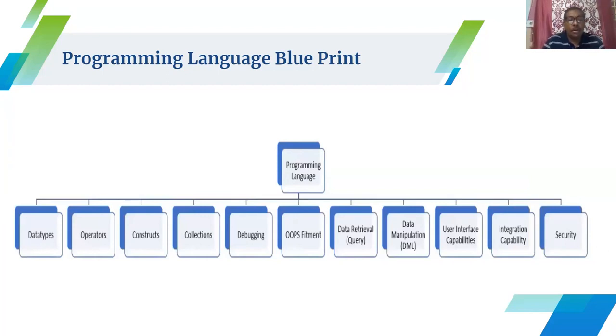Then we have switch cases and so on. Then we have collections, like set, map and list. We learn how to debug, then governor limits, and then data retrieval, that is, queries, and then data management, DML, user interface capability, integration capability, and security. This is the programming blueprint.